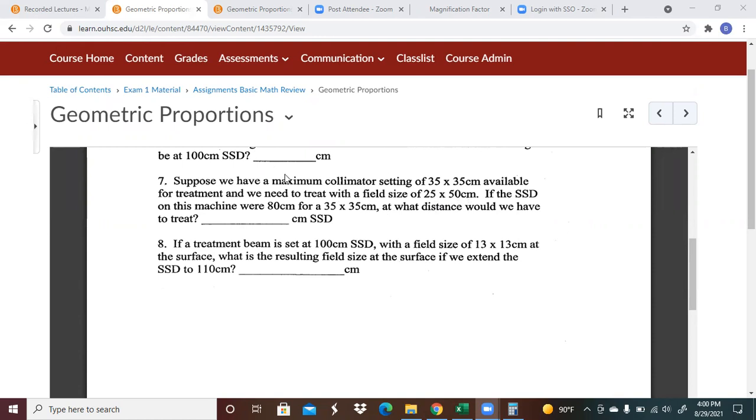All right, so we need a maximum collimator setting at this, and we need to treat with a field size of this. At what distance would we need to treat? Well, let's see. If we got a maximum collimator setting, so we broadened everything out, and we have to hit a field size of 25 by 50. The question is, how much more distance do we need to add in order to be able to cover this?